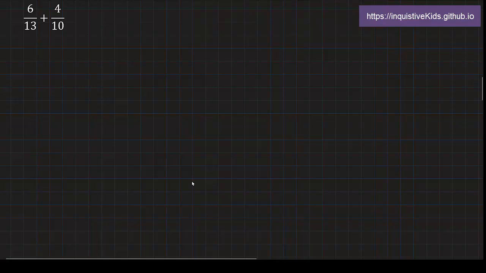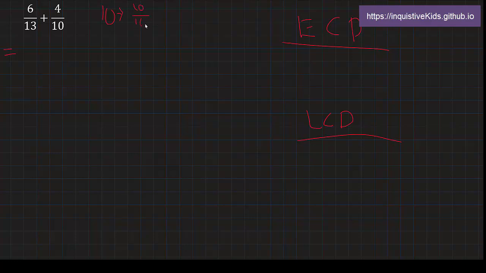Now, the next example. 6/13 plus 4/10. We have the ECD procedure and the LCD procedure. The ECD, we make a whole fraction out of each of the denominators. So that would be 10/10 and 13/13. And then we multiply them to the other fraction.